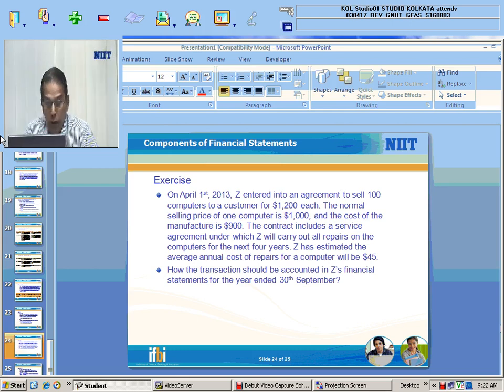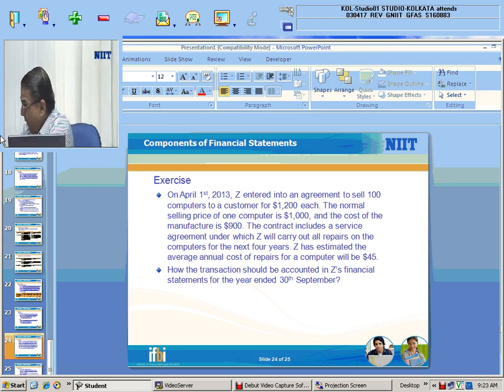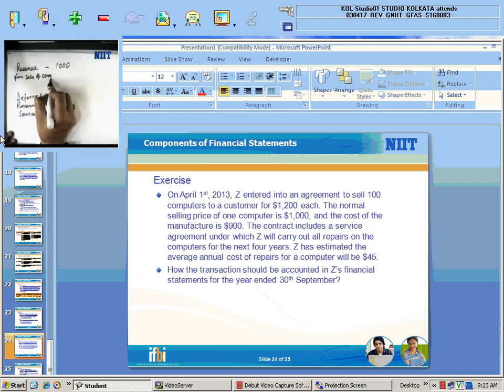$1,000 will be accounted for as revenue from sale of goods. So revenue they will account, this is from sale of goods, 1,000. The other component will be treated as a deferred revenue from services. So revenue from sale of computer, this is 1,000. And the other part is deferred revenue from services, because this revenue is a deferred revenue.